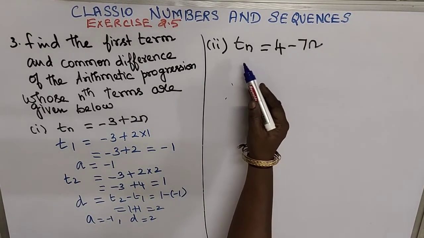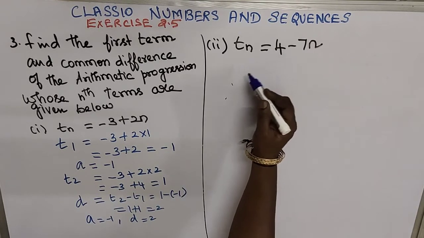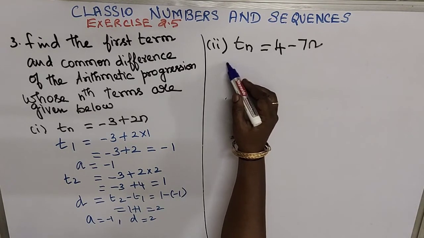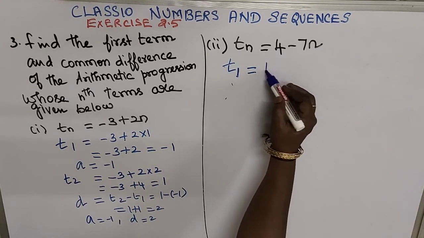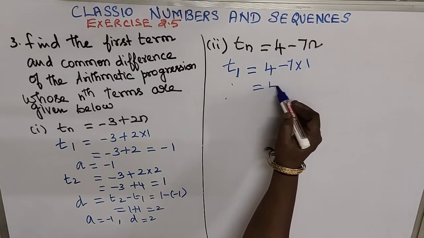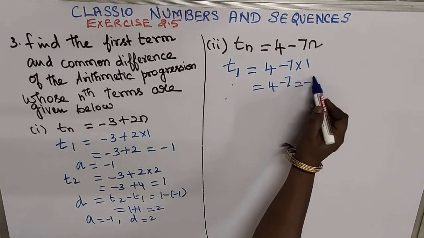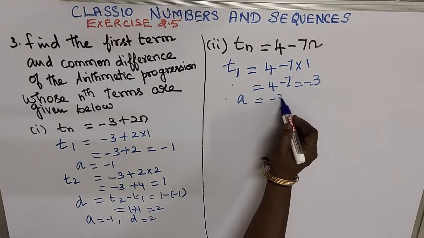Second sum, given that nth term is equal to 4 minus 7n. So first we can find the first term. So in the place of n we have to substitute 1. So 4 minus 7. So minus 3. So the first term is minus 3.